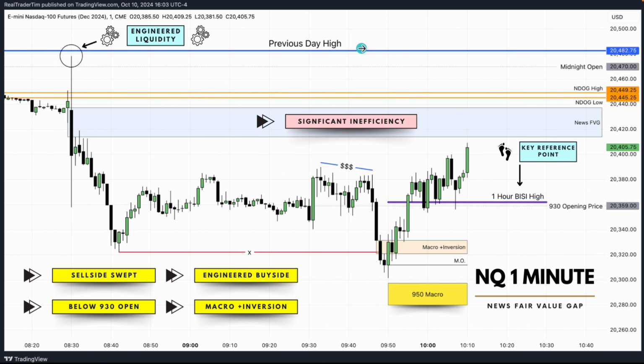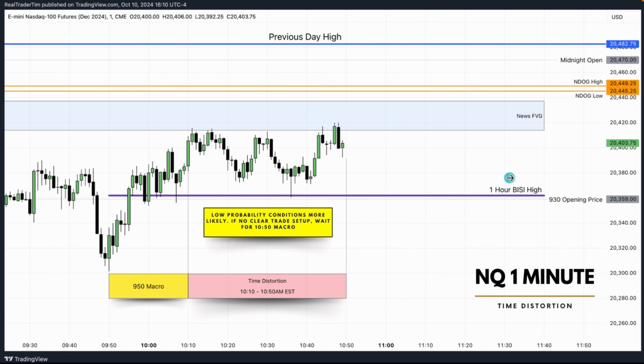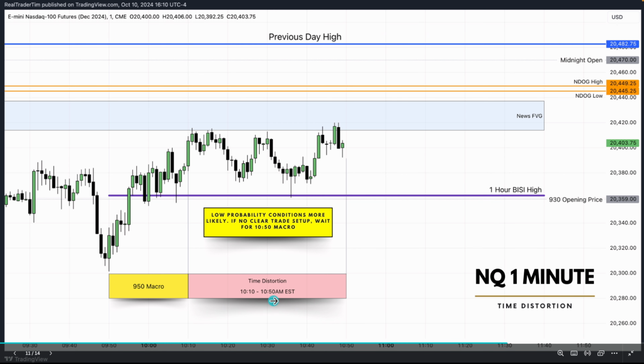and yesterday's high, our terminus, our final target where we want to see price deliver to, okay? If we continue forward, let's talk about time distortion. Now, time distortion is extremely significant. So let's rewind a bit.